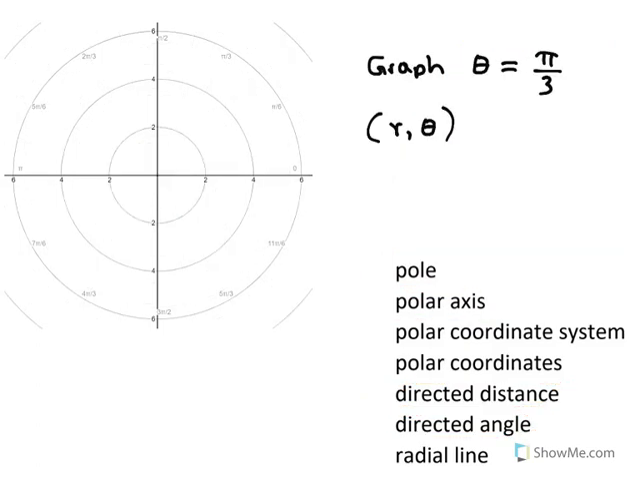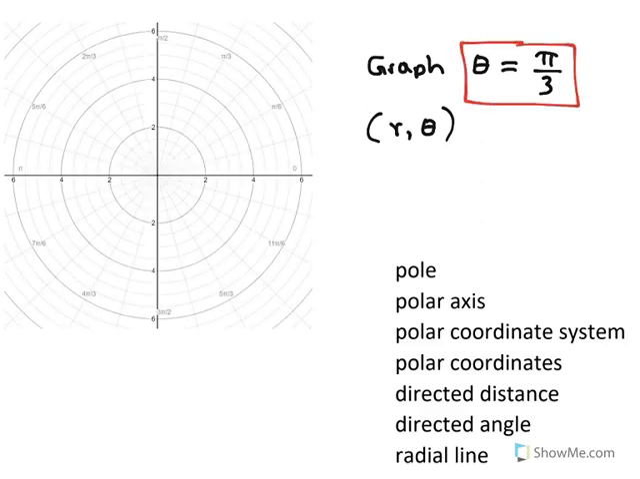Here's our second example. In our first example, we had r is equal to 2, and theta could have been any angle. In this example, we have theta is equal to pi over 3. There is no r in this equation, so r can be any value. You can have a directed distance that's positive or negative or 0. But the angle has to be fixed. So the angle of rotation from the polar axis is pi over 3 radians. So we locate pi over 3, the radial line pi over 3. This would be the radial line pi over 3.